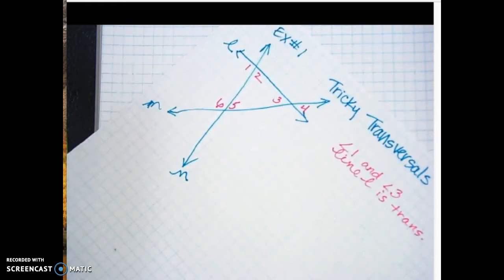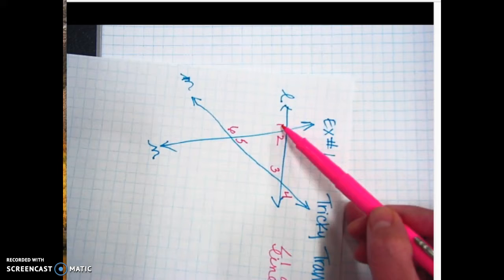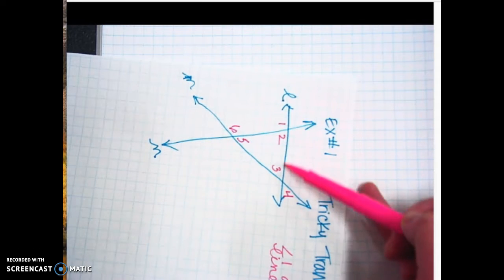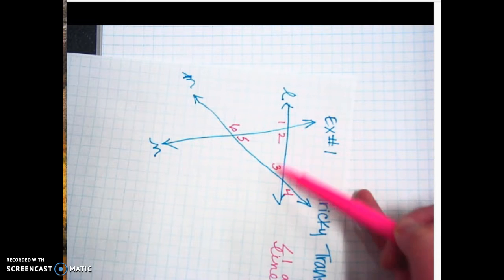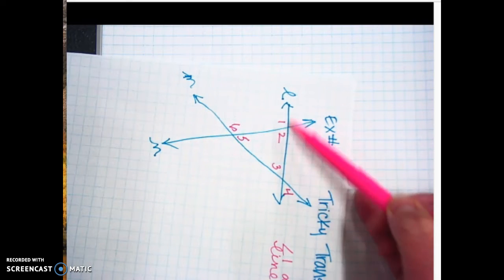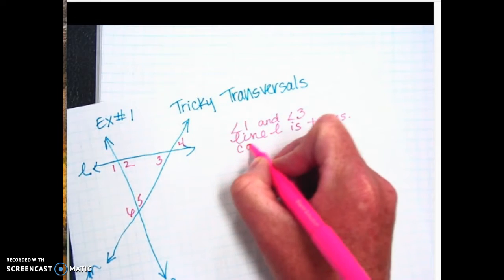All right, so let's turn it. Here's angle 1, here's angle 3, here's your transversal. Angle 1 and angle 3 are in that same position as you follow that transversal down. So that's called corresponding angles.